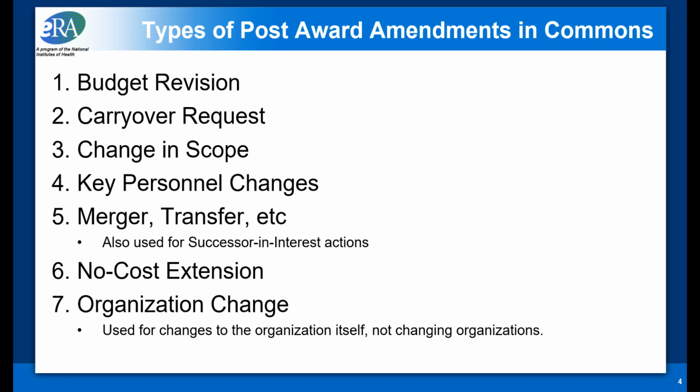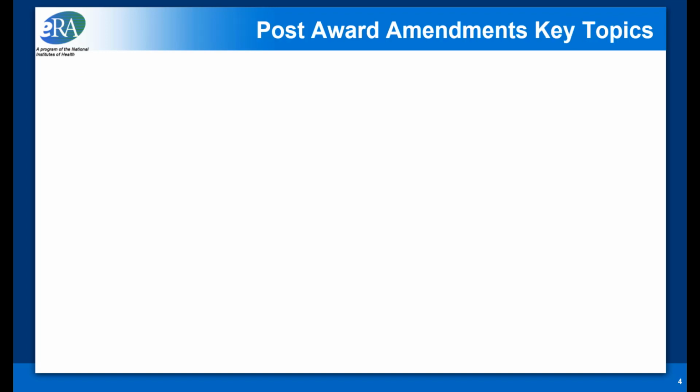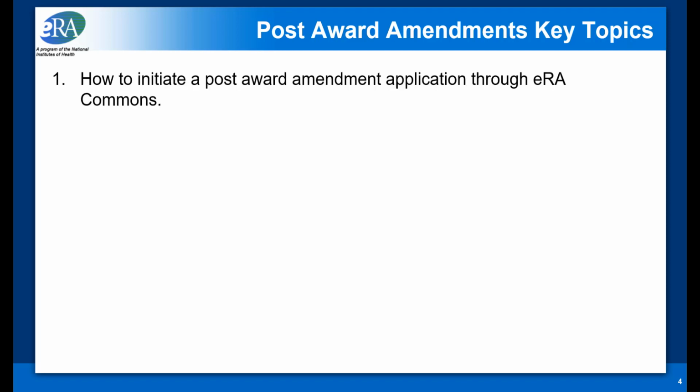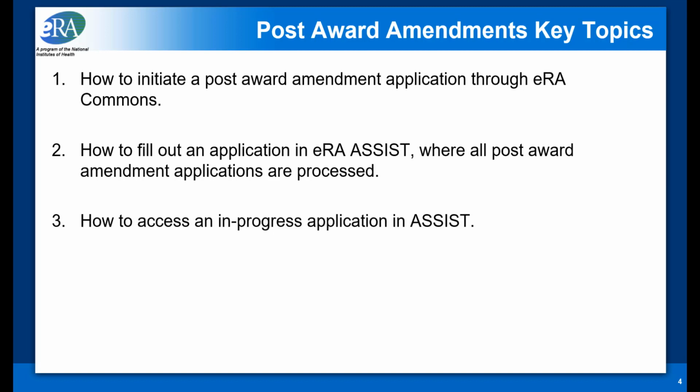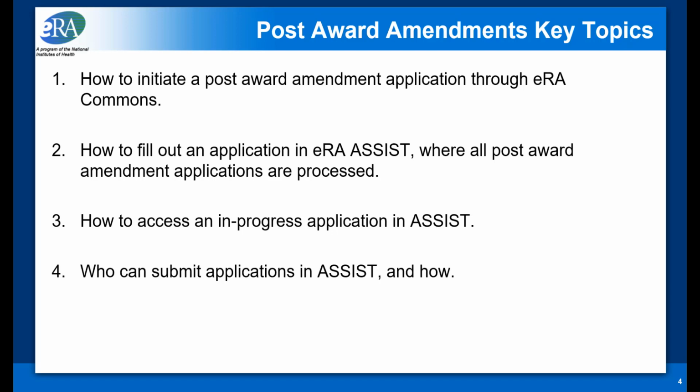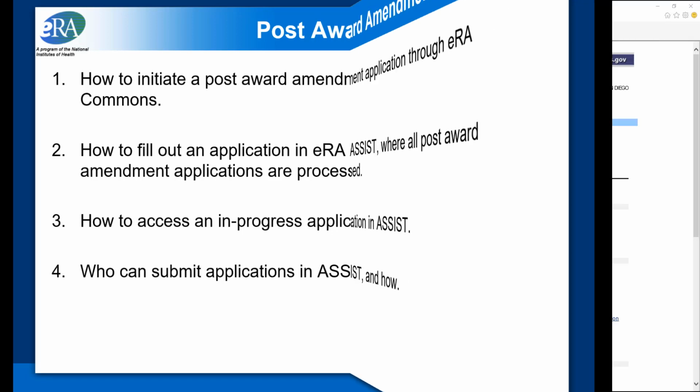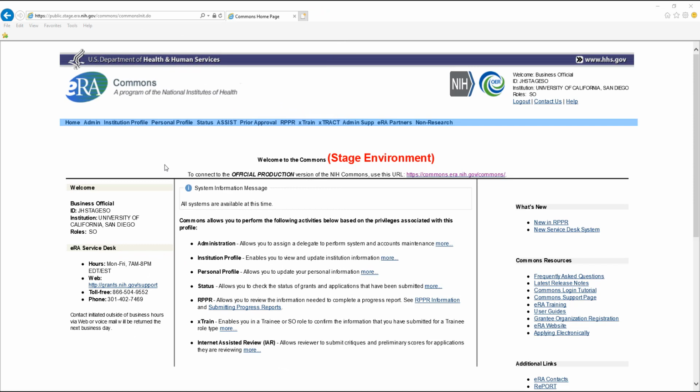Okay, that makes sense. But how do I submit a post-award amendment application? What are the most important things to know before I start this process? Good question. The most important things to know before starting are how to initiate post-award amendment applications in ERA Commons, how to fill out an application in Assist, how to access an in-progress application in Assist, and finally, who can submit applications in Assist and how they do so. Let's start with how to initiate post-award amendments.